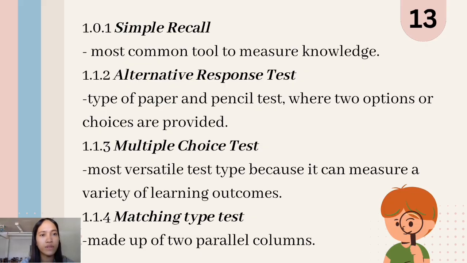Next, we have the alternative response test. These give only two choices, like true or false, or yes or no questions. For example, for true or false, we have: the Philippine population has reached 1 million. It is true or false. And for yes or no, we have: has the Philippine population reached 1 million? Like that. Next, we have the multiple choice test. This is the most common and flexible test, as we encounter it all the time, especially during tests.